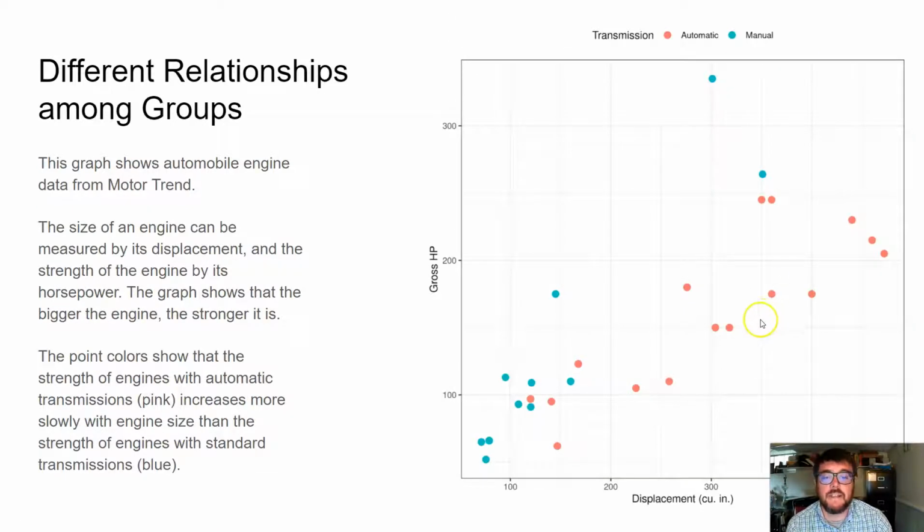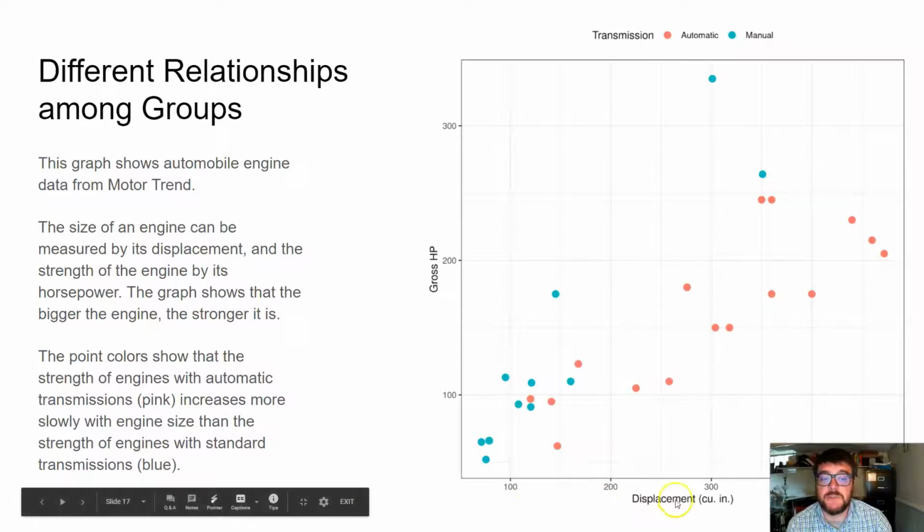Another data set comes from Motor Trend that shows engine displacement versus the horsepower of those engines. And you can see that in general, as the displacement increases, the horsepower increases, so bigger engines are more powerful. But if you look, there's these orange, pinkish dots that the slope's not as steep, right? They're growing a little bit more slowly, and the blue ones, the bluish-greenish ones are growing more quickly.